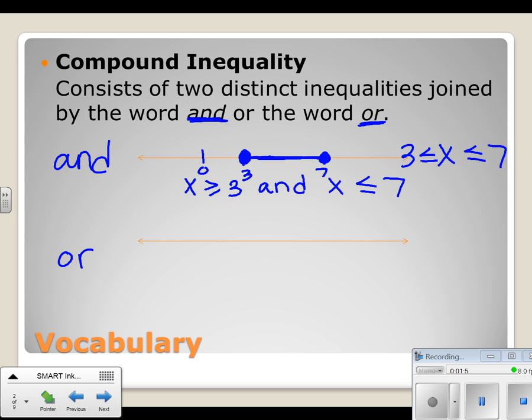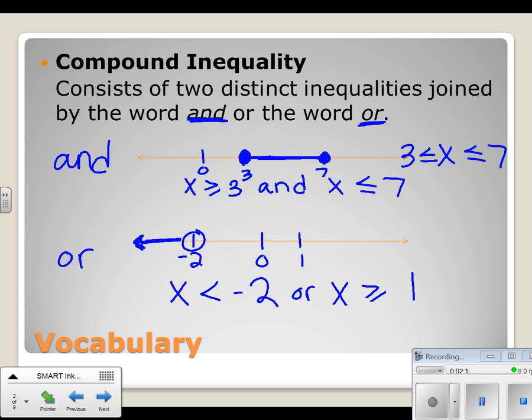And so an example here, let's say we had x is less than negative 2 or x is greater than or equal to 1. So let's say I have 0 here and negative 2 is located to the left. If x is less than negative 2, it's open, shaded to the left, to the arrow. If I had x is greater than or equal to 1, I would have 1 here. It'd be a closed circle, shaded to the right. And so this is what an "or" would look like, where it's split and it's going in both directions.